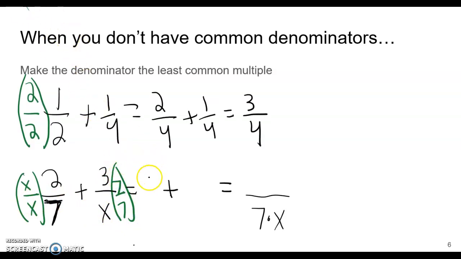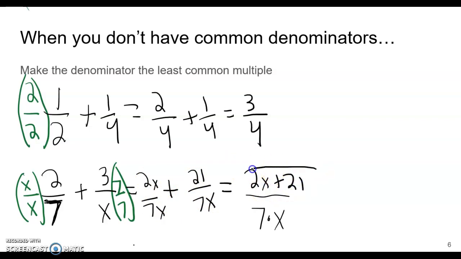So once I do that, this would look like 2x over 7x plus 21 over 7x. Now that my denominators are the same, I can add them to get that. So when we don't have common denominators, we make the denominator the least common multiple. By least common multiple, we need, what is the smallest number that both 7 and x go into?